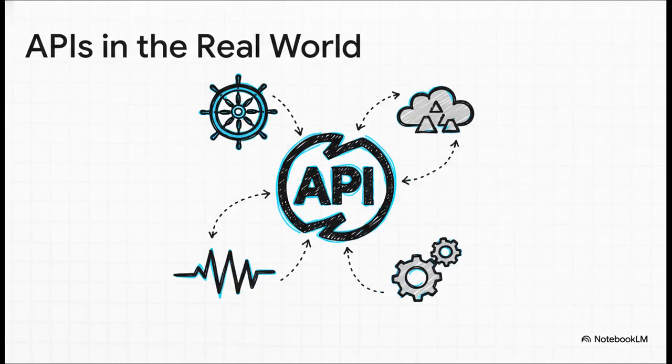And believe me, this is not just some theory. In the world of cloud computing and DevOps, APIs are literally everything. When an engineer spins up a new server on AWS, they're using an API. When new code gets automatically tested and deployed, that's all being coordinated through APIs. They are the essential glue holding our entire digital infrastructure together.